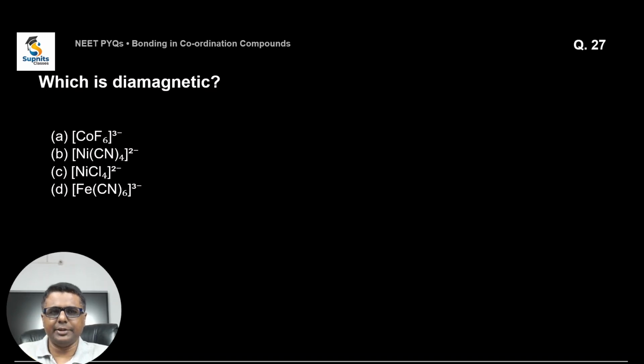Which is diamagnetic? I think we should do this as homework. Which is diamagnetic? This is pretty easy stuff. Okay, the answer will be 2. We already know, right? After doing, see, this is the importance of doing MCQs.